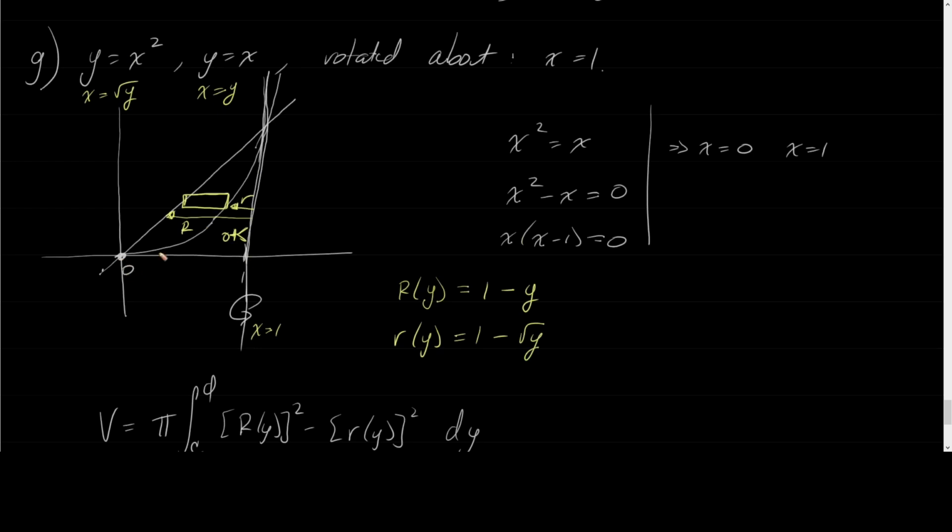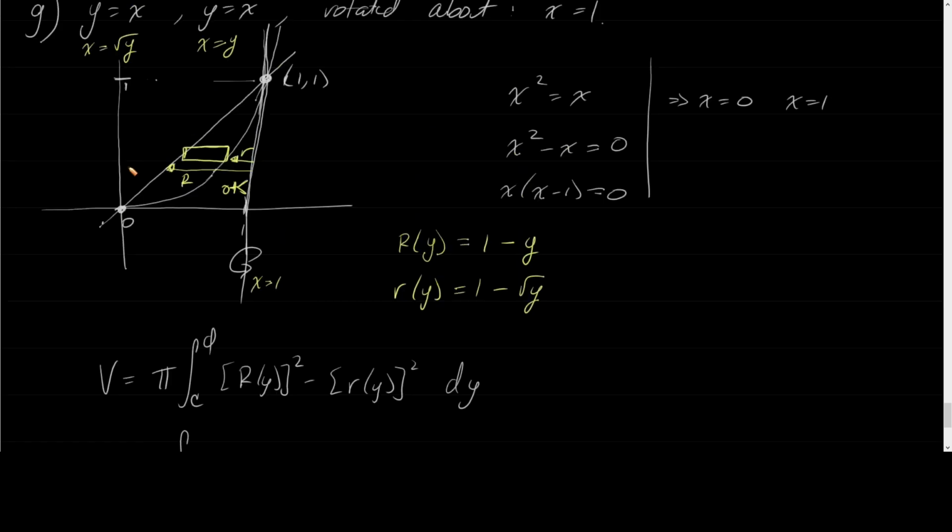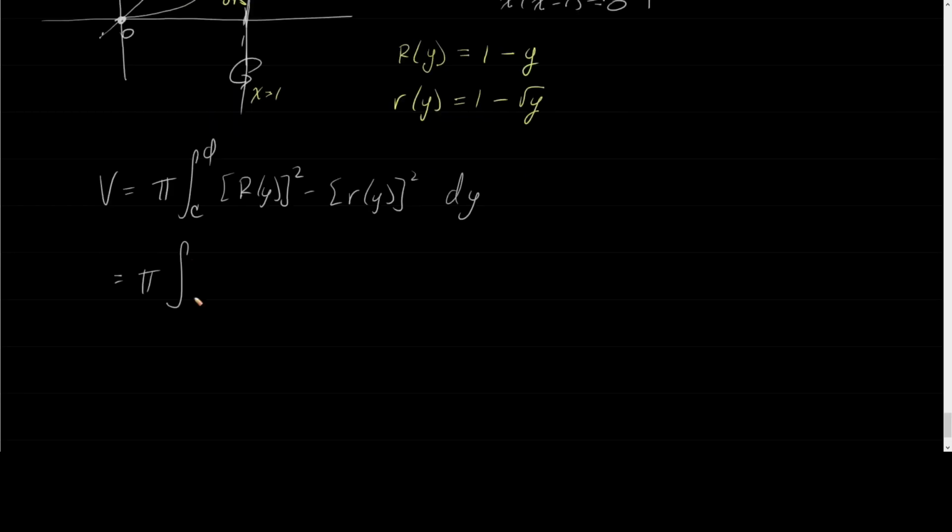This value right here is 0, but this value up here, what is that? Well, plug in 1 into either of the two functions. I get 1, right? So that point is (1, 1). So there, that value there is 1. So we're going from 0 to that 1. All right. And to go from 0 to 1 of our big radius, (1 minus y) squared, minus our little radius, (1 minus radical y) squared dy.